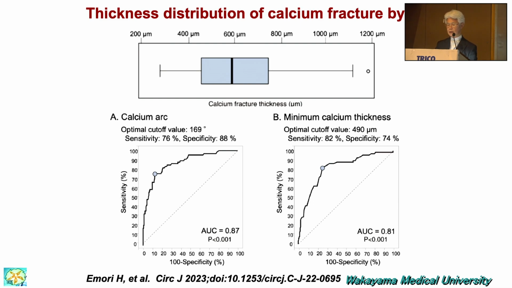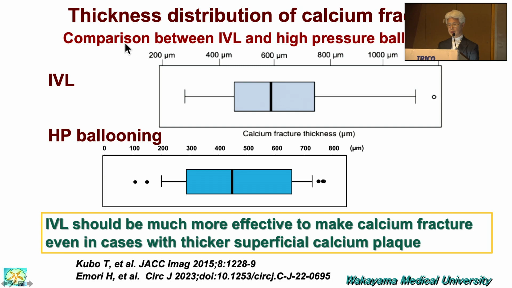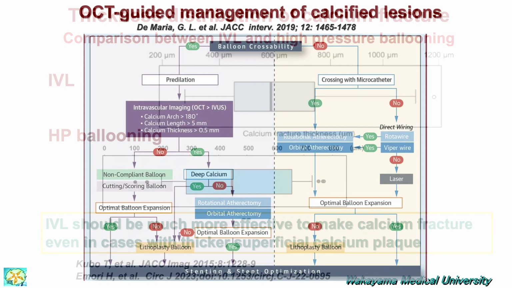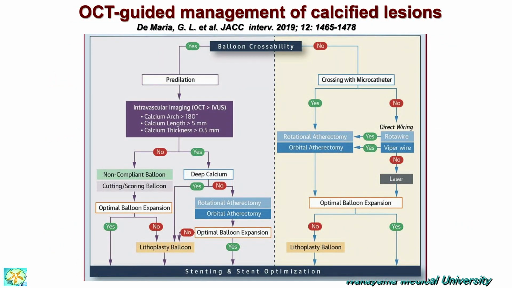Making a crack by OCT confirmation is similar to high pressure ballooning as shown in this slide, at nearly 180 degrees and nearly 500 micron. Comparing IVL and high pressure ballooning, the results are very similar, but IVL should be a little bit better compared with high pressure ballooning as shown in this slide. So there are some recommendations. Balloon crossability is very important.